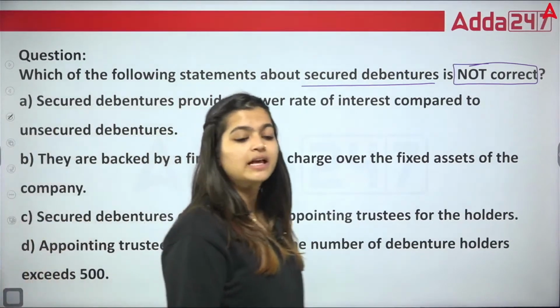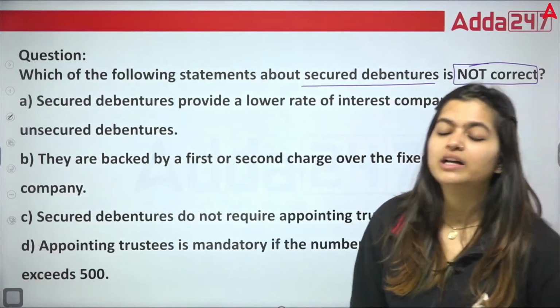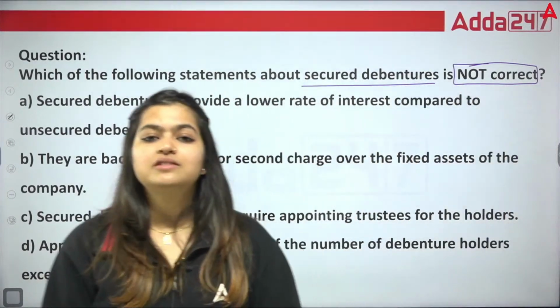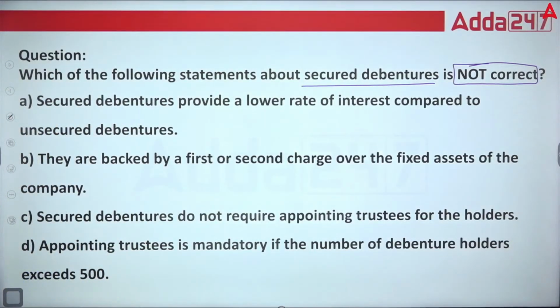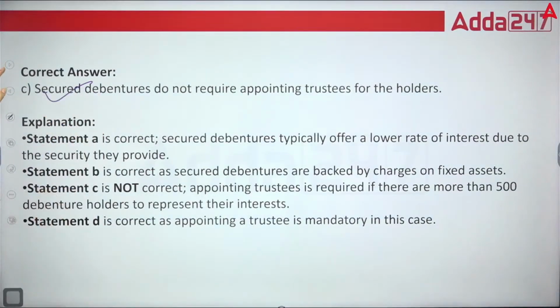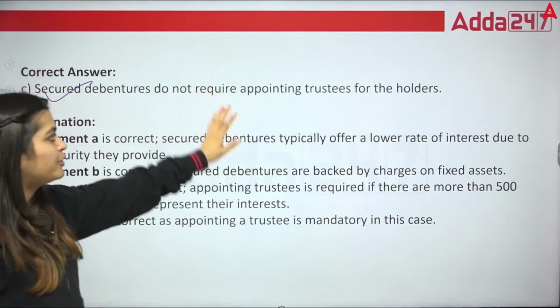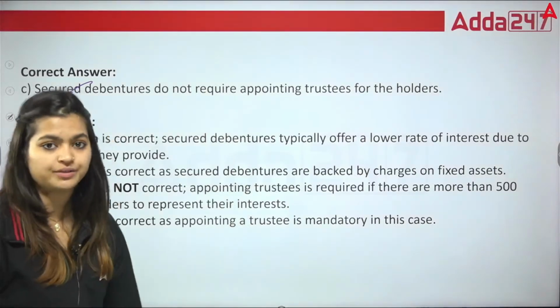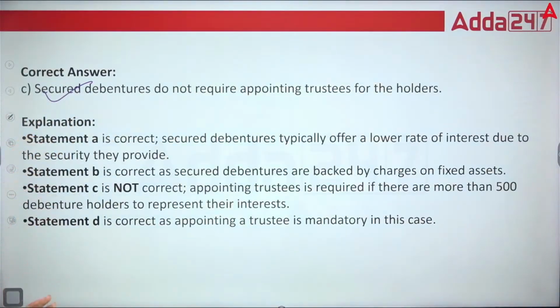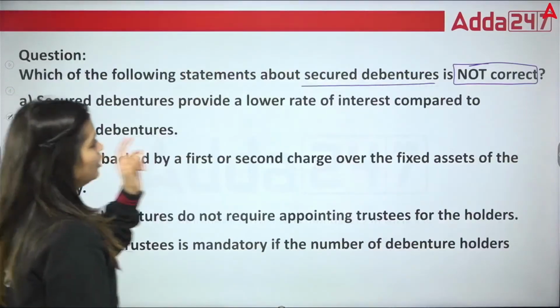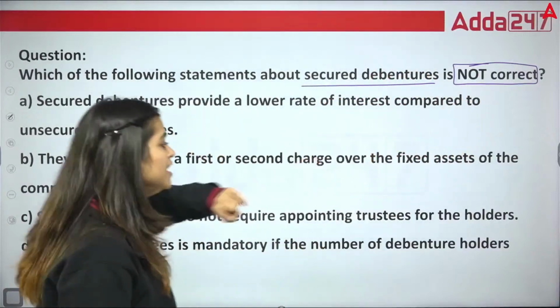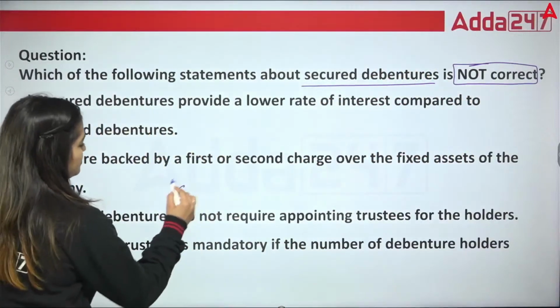So in this, they are asking about the debentures. When we talk about debentures, if they exceed 500 small or minor debenture holders, then for that we need to appoint the trustees. Okay. So the correct option of this question is option C, that is secured debentures do not require appointing trustees of the shareholder. Because in this they are asking about the wrong statement, the wrong statement is option C.